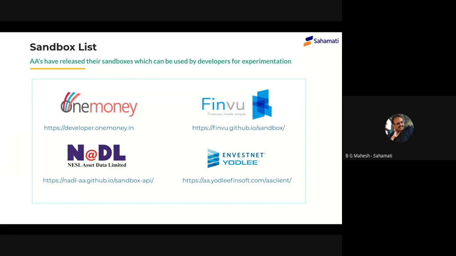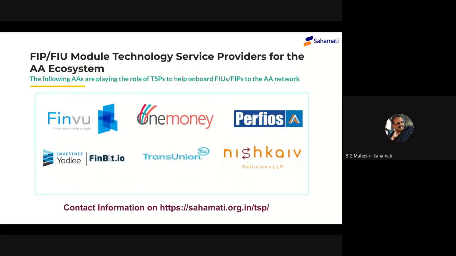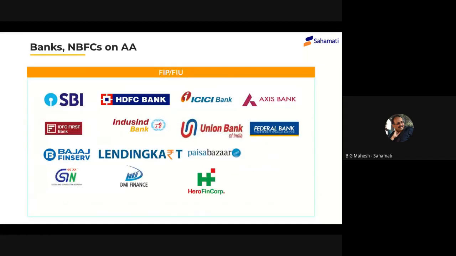For anybody who's interested in trying out any applications in this account aggregator ecosystem, 4 sandboxes are there, so you can build any of the applications around these account aggregators. And of all these institutions, about 4 to 5 have been certified by Sahamati and are production ready.